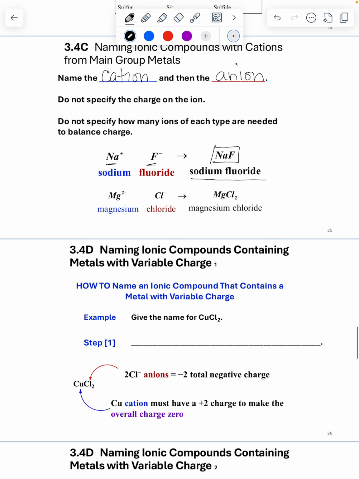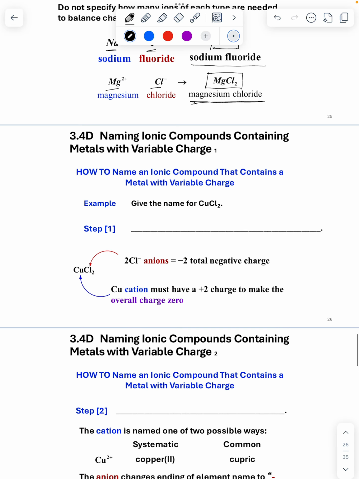Sodium fluoride. Second example you see here, you have the magnesium ion. You have the chloride ion. The formula is MgCl2. You need 2 chloride ions to balance out the positive 2 charge. The name of this ionic compound is simply magnesium chloride. So you can see you just put the name of the cation and the anion together, and that creates the name.